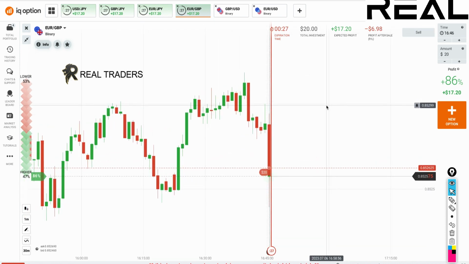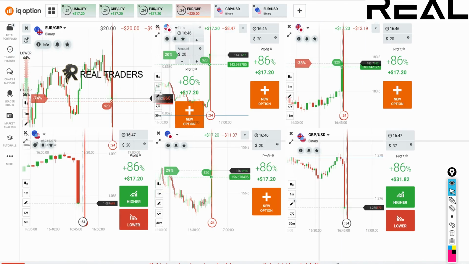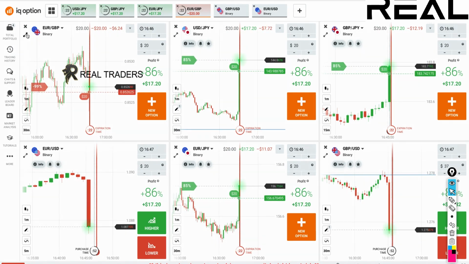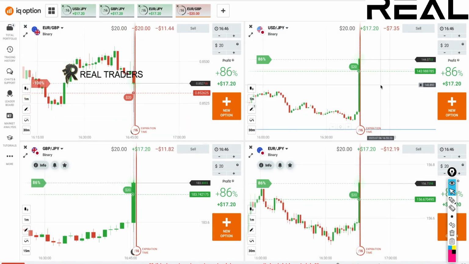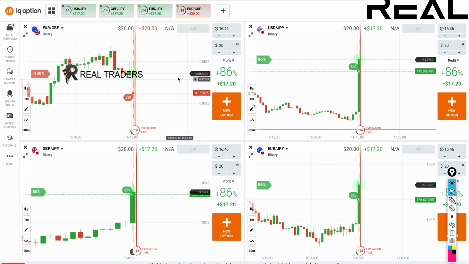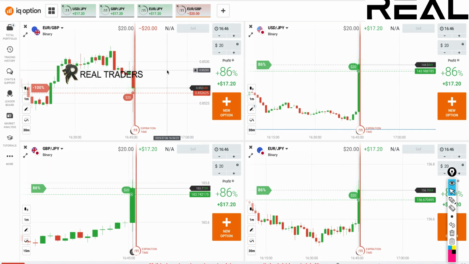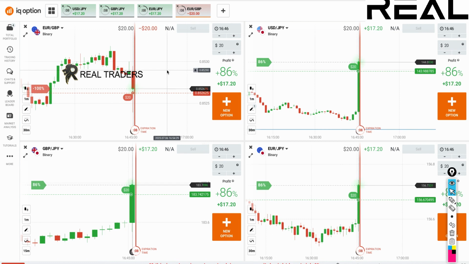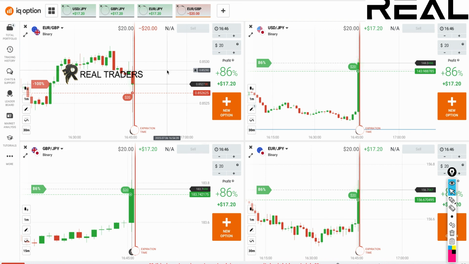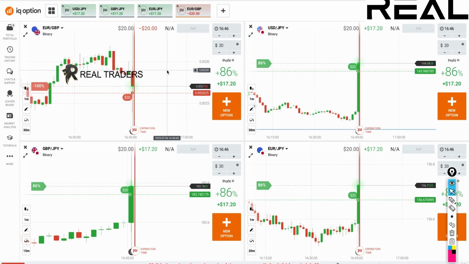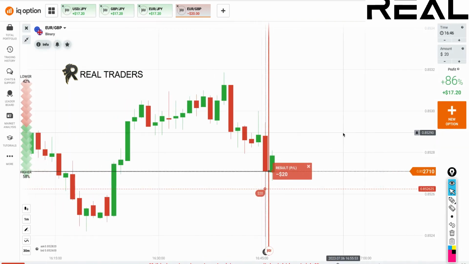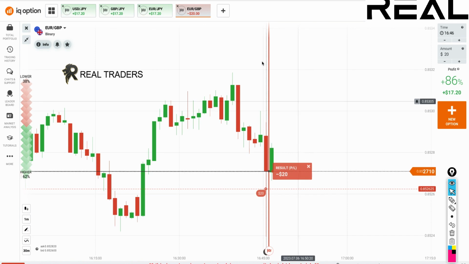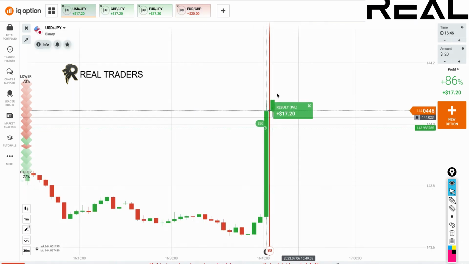Let's see. So you can see with the news strategy, you can place 4 trades or more at the same time. So this is a very good strategy. Okay, a little bit late entry here, but let's see. Okay, so 1 loss, 3 wins. The loss is because of the late entry. So if I place at the right time, it will be good.